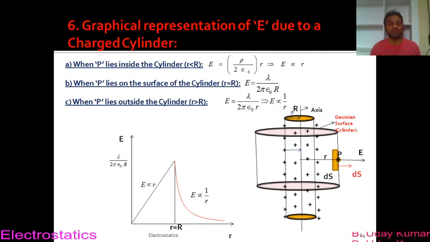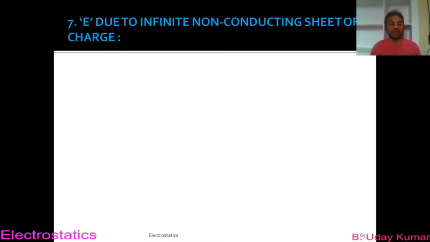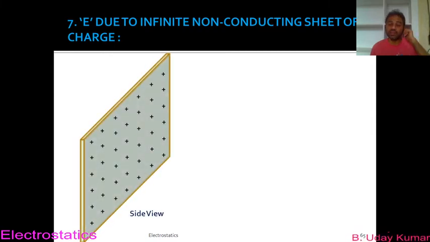So now let us move on to our next topic, which is very, very important for your board examinations, and that is E due to an infinite non-conducting sheet of charge. So by using Gauss theorem, now we try to determine the electric field intensity due to an infinite non-conducting sheet of charge. So what is this non-conducting sheet of charge? Try to understand that with the help of this image that you can see here.